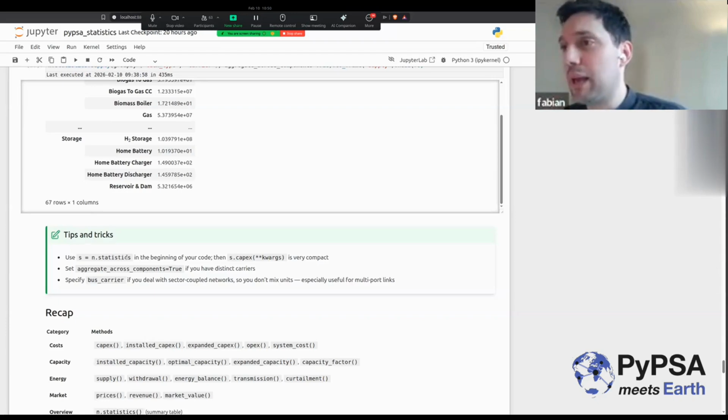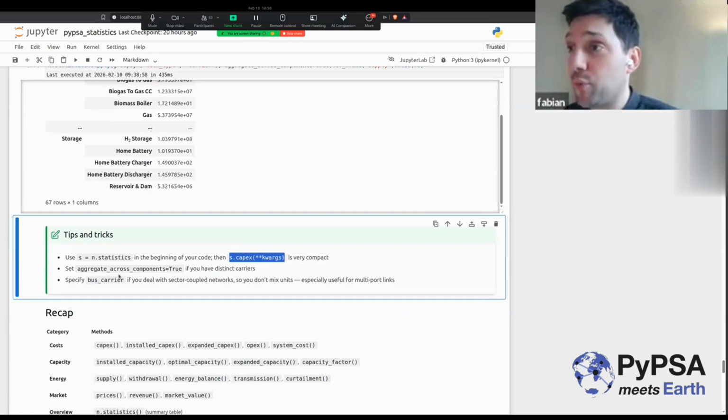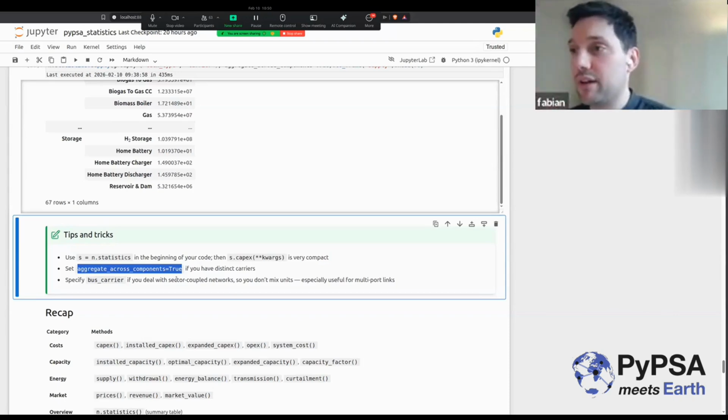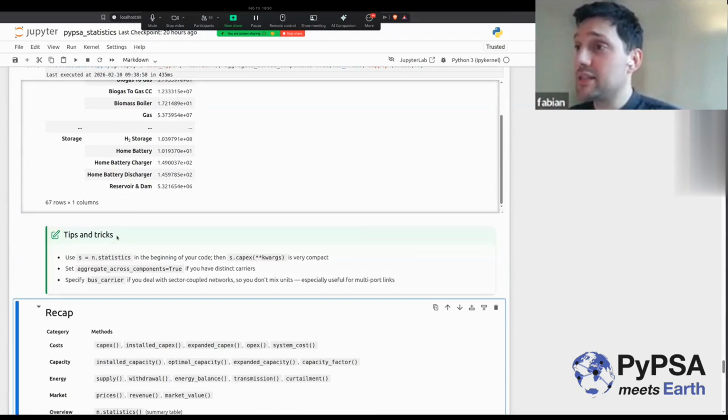So most of the times I'm using an abbreviation for statistics, either s equals n.statistics or this n.stats as we had it before. Then you could just call n.s.capex and so on and so forth. We have another argument that we didn't talk about, which is aggregate across components. You can set that to true, and then it will sort of kill the first level of the multi-index and just aggregate all the carriers together, and specify the bus carrier as much as needed if you have sector coupled networks. So you really make sure you don't mix the bus carriers.